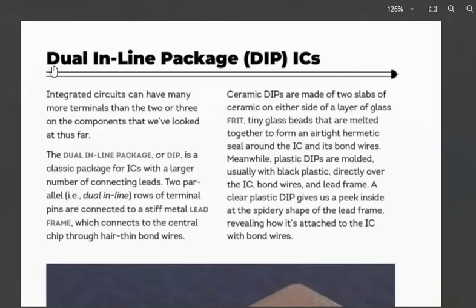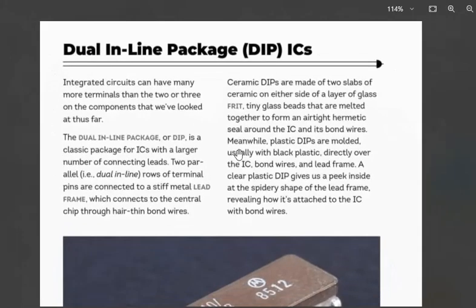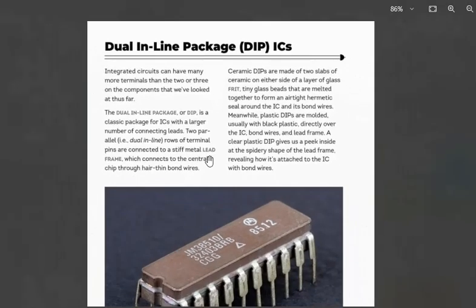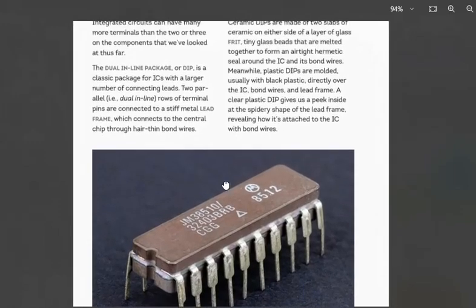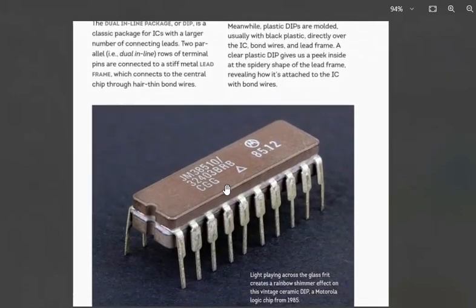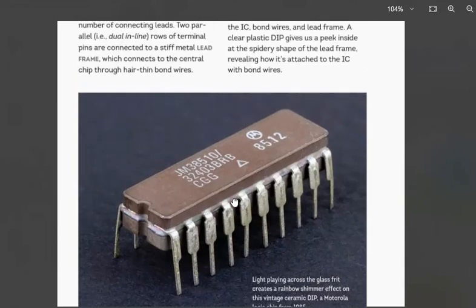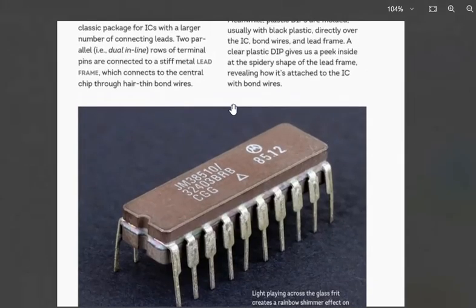Our next component is the dual inline package, DIP ICs. So this is the component which is named dual inline package. Let's talk about what it does. DIPs are a type of package used for integrated circuit ICs with a larger number of connecting pins. They provide a reliable and easy to use way to connect ICs to the other components on a circuit board.